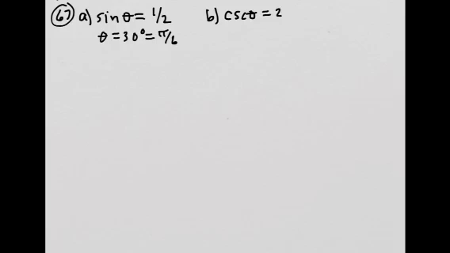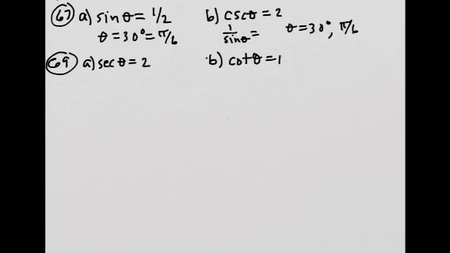Right here, cosecant, remember, is 1 over sine. So that means it would be sine equals 1/2, the reciprocal of this. So sine is 1/2, again, when theta is 30, the same thing as pi over 6.